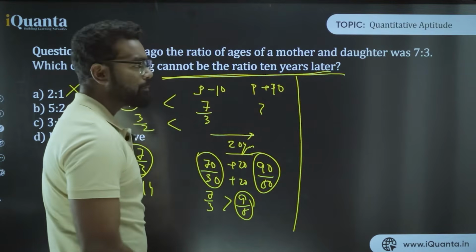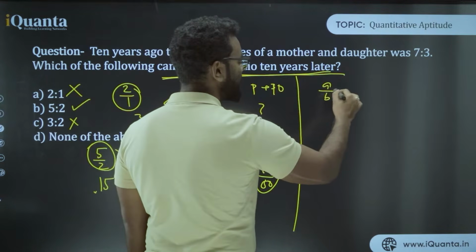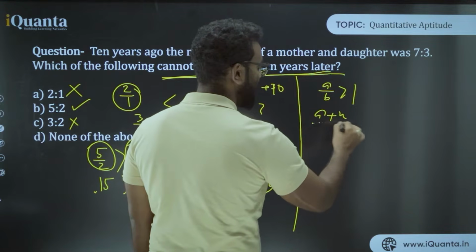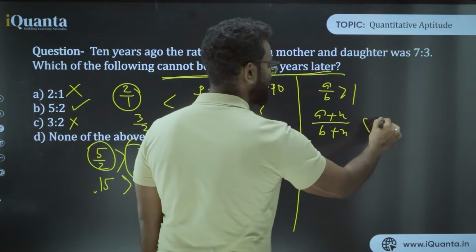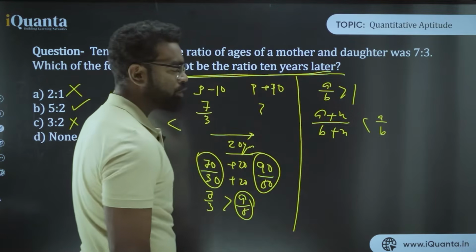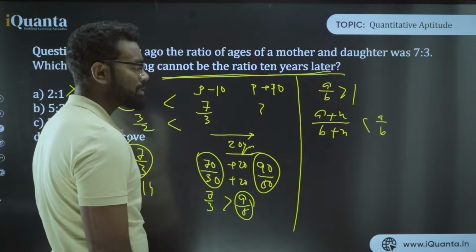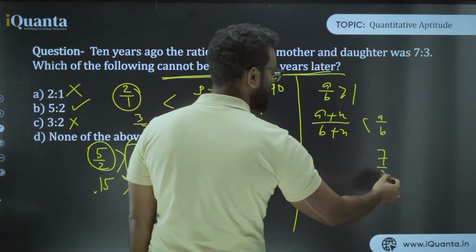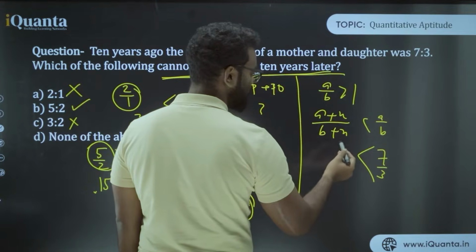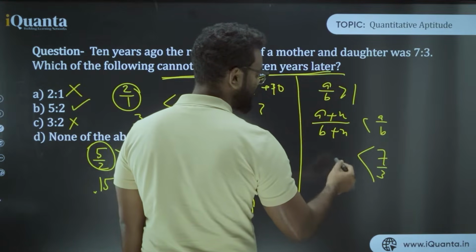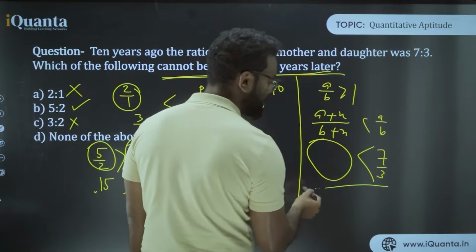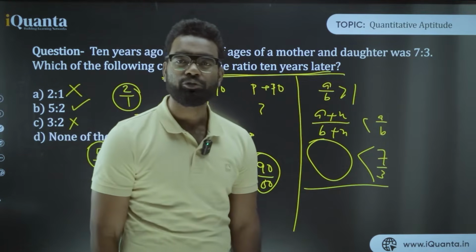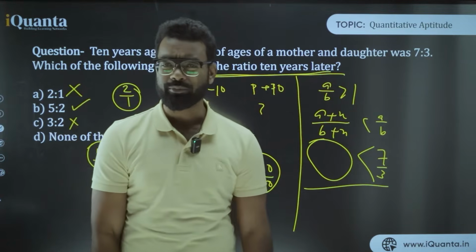If you remember, we said if A by B is more than 1, like an improper fraction, then A plus X upon B plus X is less than A upon B. You remember this? I have already done it in the first ratio class. Similarly, A by B is more than 1 here, it is 7 by 3. So after 20 years, this ratio has to be less than 7 upon 3. That's why your answer is 5:2, because 5:2 is not a possibility. The rest two are possible.